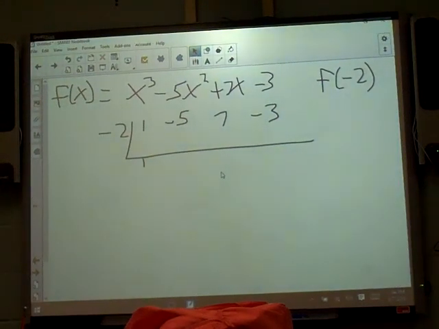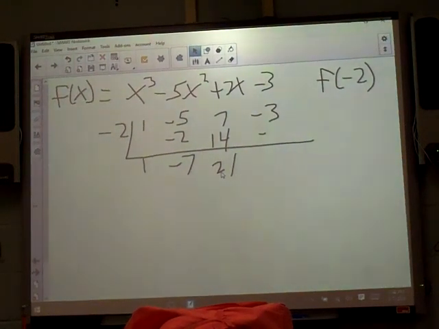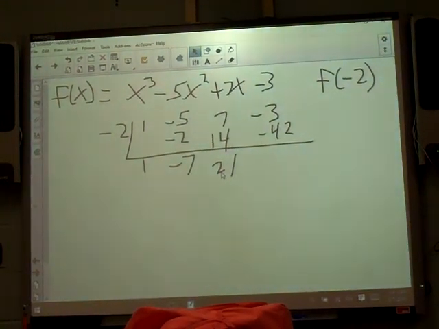Drop your 1, multiply. 1 times negative 2 is negative 2. Add, get negative 7, yes sir. Multiply and get 14. Add and get 21, yes sir. Multiply and get negative 42. Add and get negative 45.